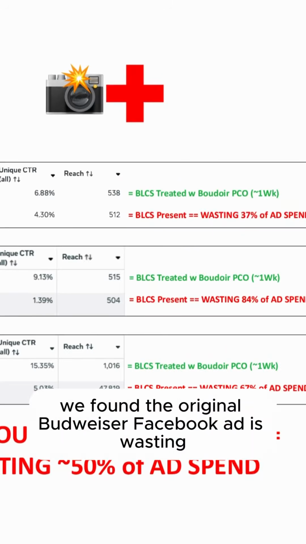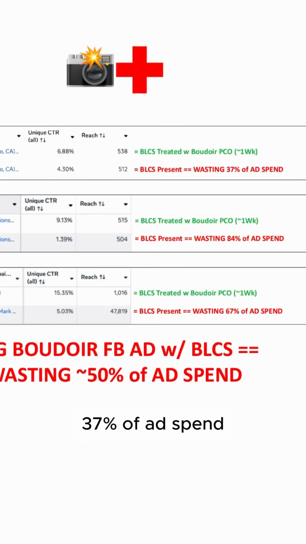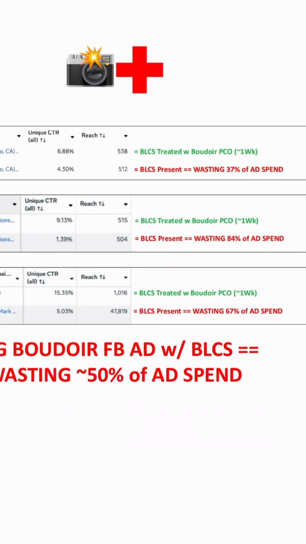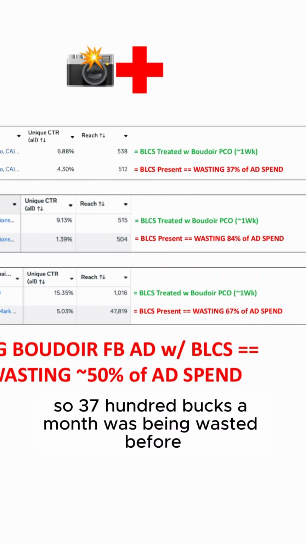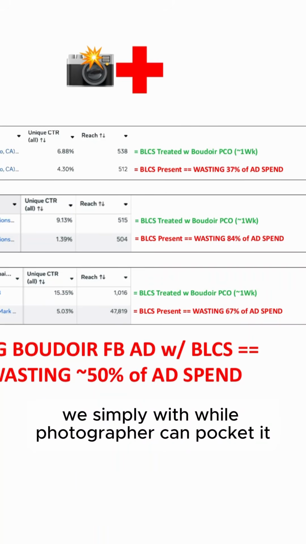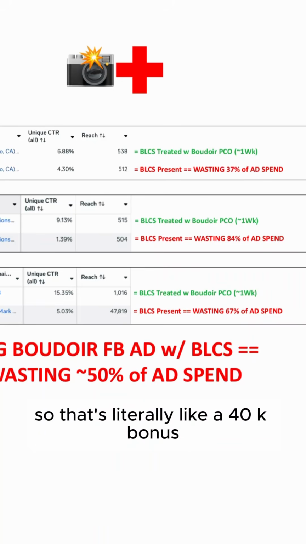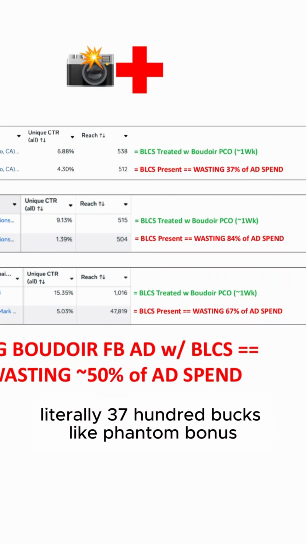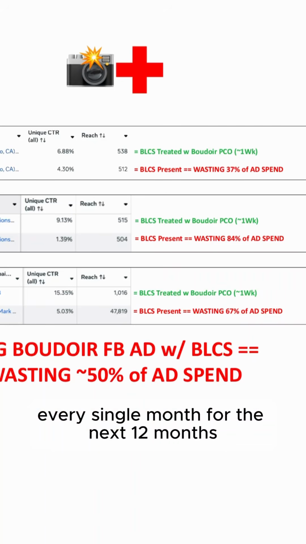So we found the original Boudoir Facebook ad is wasting 37% of ad spend, which means if the original was spending 10 grand a month, now the Boudoir photographer only needs to spend $6,300 a month on the Boudoir Pico treated ad, and they will get the same number. They're adding to the same number of women's brains each month. So $3,700 a month was being wasted before. Now we don't even spend it. The Boudoir photographer can simply pocket it. So that's literally like a 40K bonus over the next 12 months. Literally $3,700 like a phantom bonus every single month for the next 12 months.